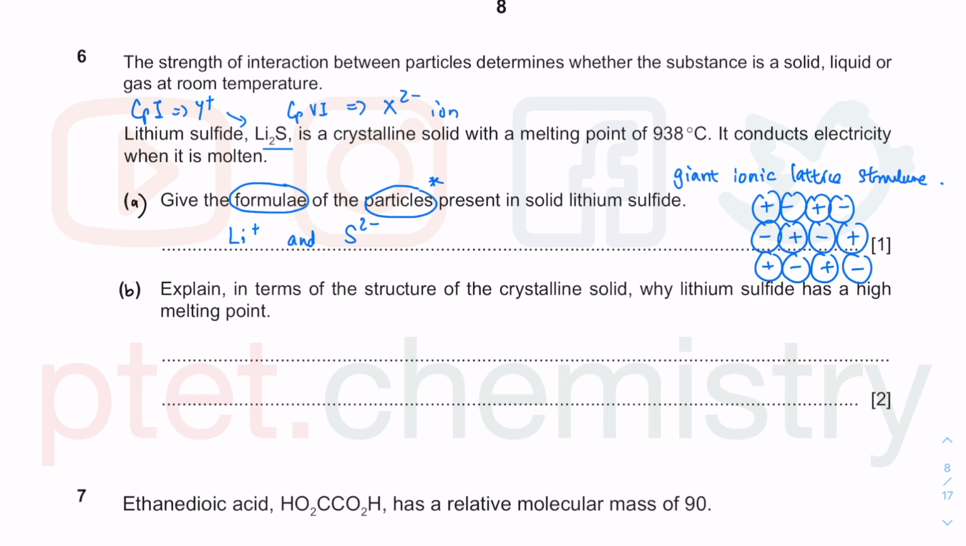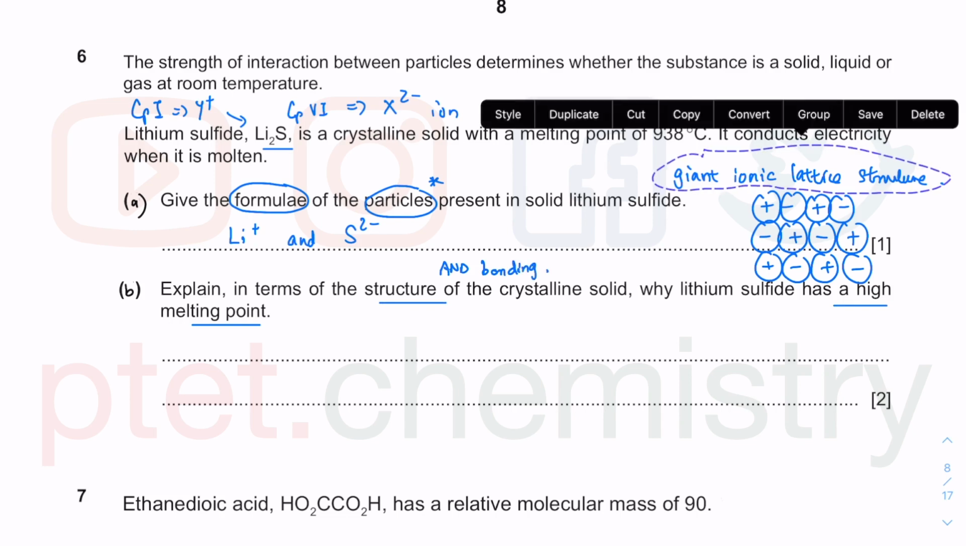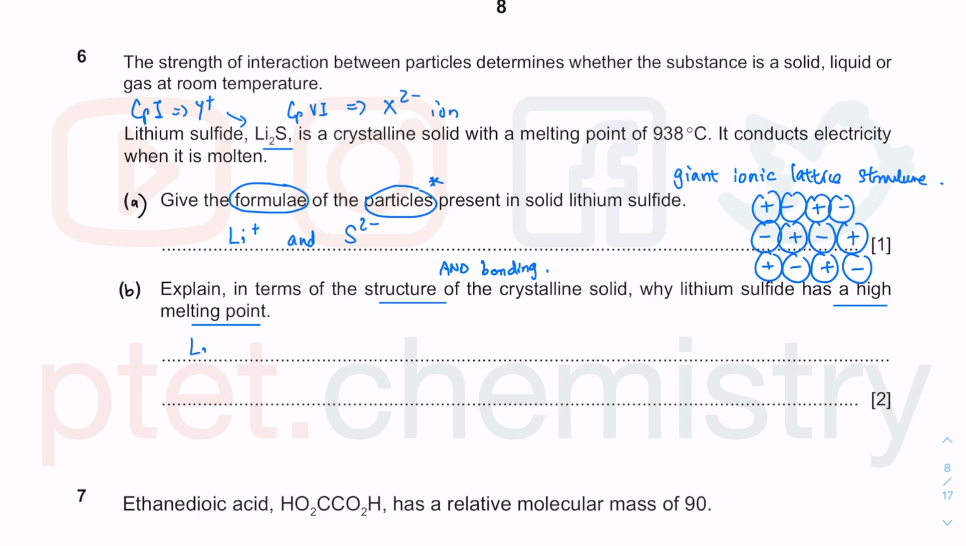Now they say explain in terms of structure, why does it have a high melting point? They haven't mentioned structure and bonding, but it's always structure and bonding. What is your structure, and then what is your bonding? So I'm just going to copy that. So Li2S has, what is your structure? Your structure, as I mentioned previously, is a giant ionic lattice structure. So therefore, melting Li2S, what do you need to break? Needs to break strong ionic bonds. What is an ionic bond?